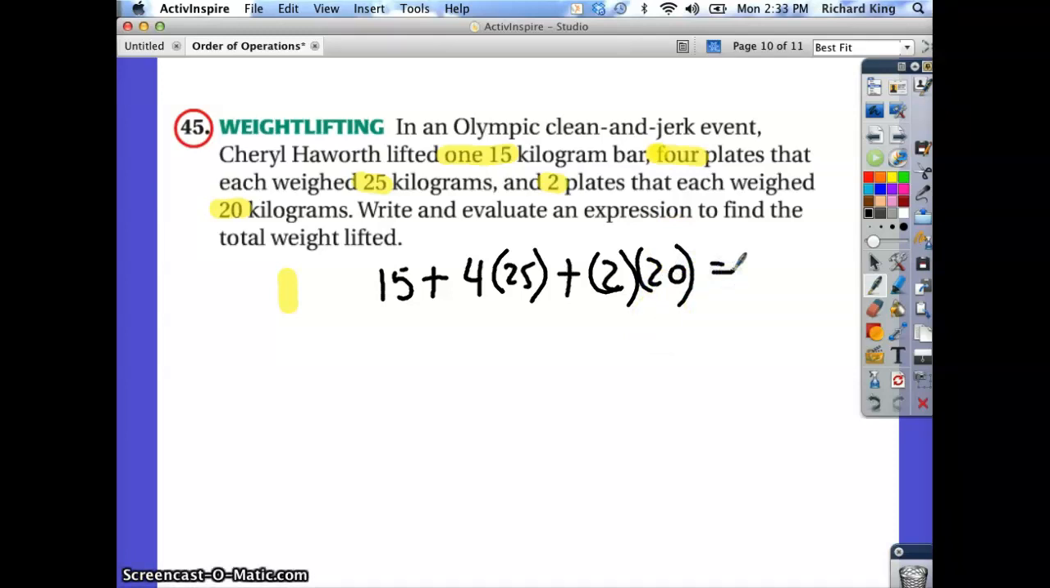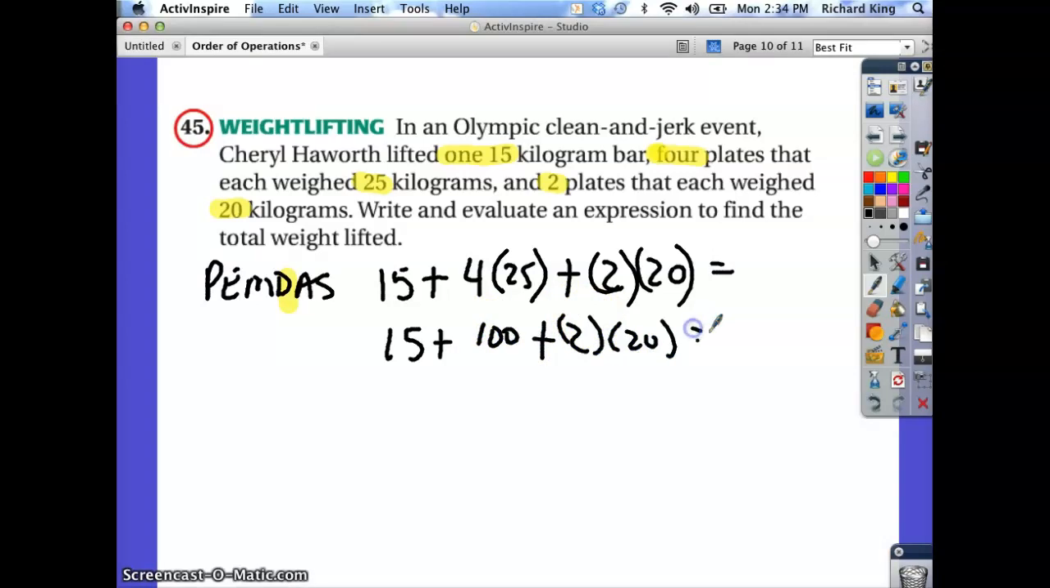So, now let's follow our PEMDAS rules. Put these over here. So parentheses, these again are multiplication, not really considered parentheses, so we'll move on to exponents. We don't have exponents, so let's go to multiplication. Again, we have 2 sets of multiplication problems. If those are on the same line, you do them left to right. So we'll do whatever comes first. So 4 times 25 is 100, plus the 2 times 20. Now we'll do our other multiplication. 15 plus 100 plus 2 times 20 is 40.